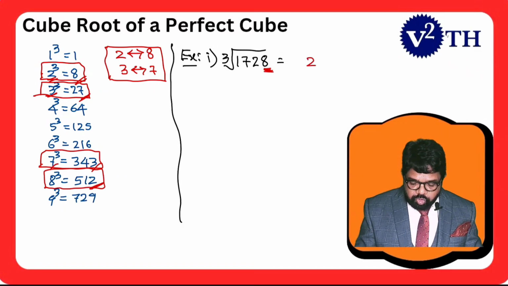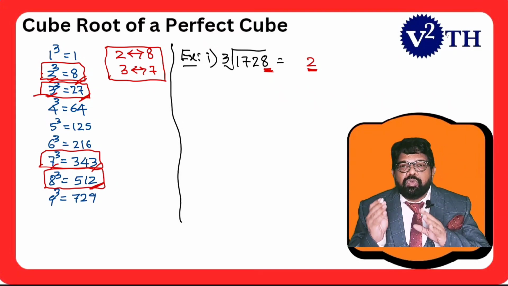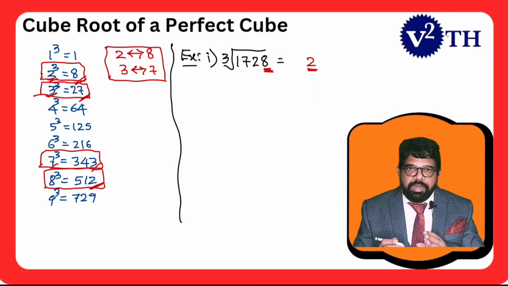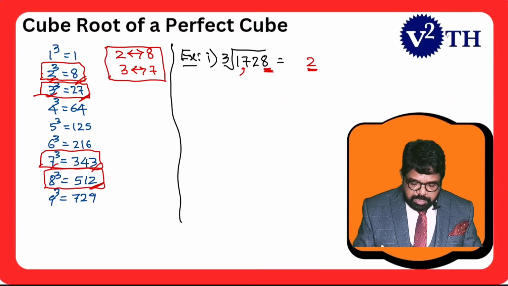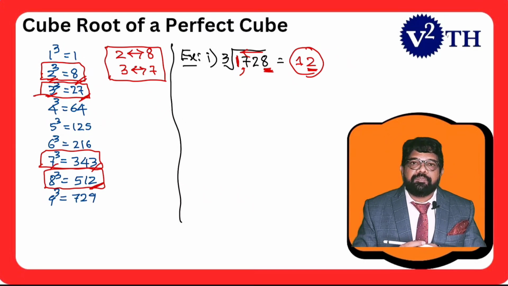8 ends with 2, so the last digit is 2. Now from the right, after 3 digits put a comma. Here 1 is there. What is the cube root of 1? It is 1. So the answer is 12.